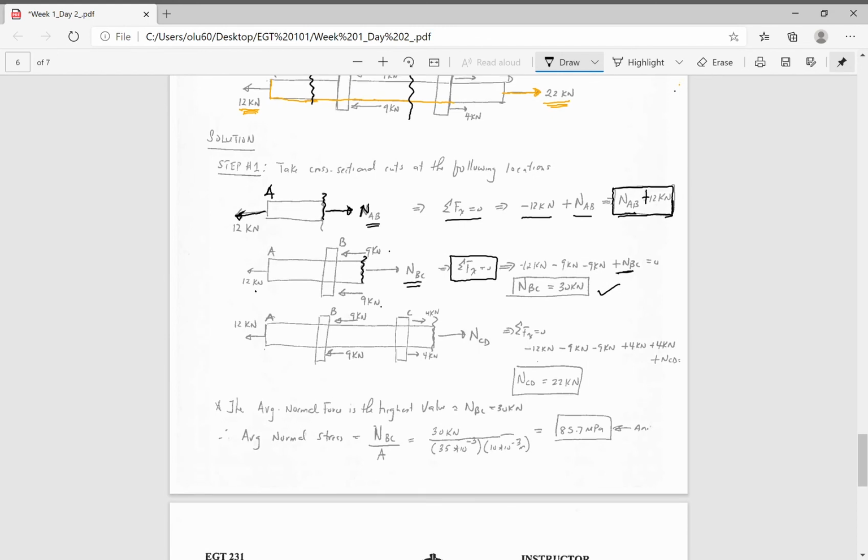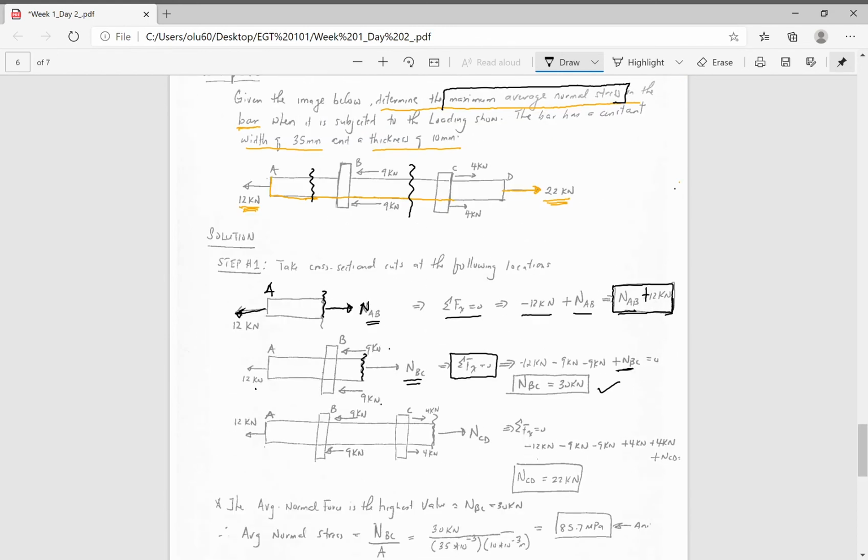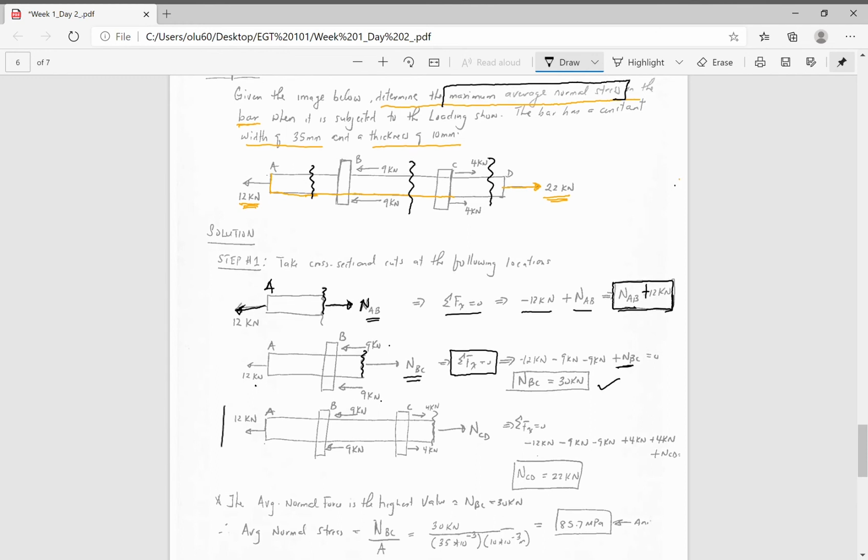Likewise, we want to make a transitional cut between C and D at this location. When you do that, this is how the geometric shape will look. Now, by applying a transitional cut right there, we want to use the forces in the x direction to find the normal force between C and D, and in doing so, we get 22 kilonewtons.